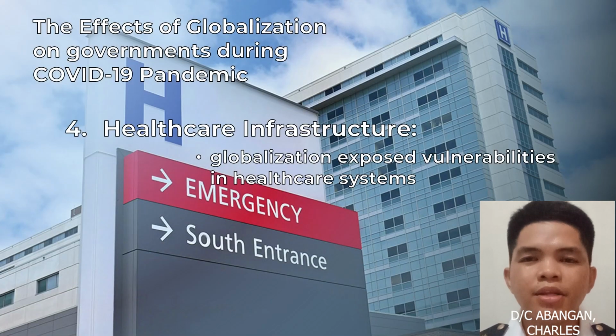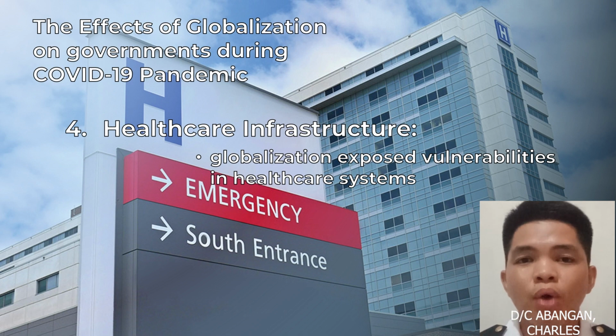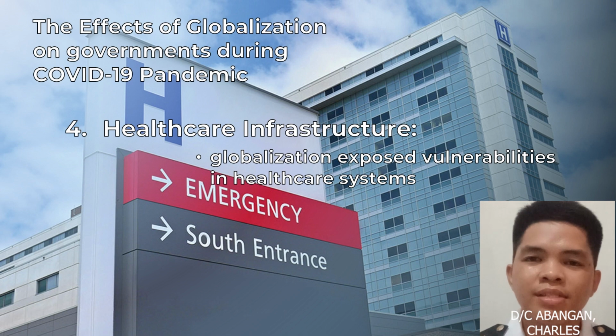4. Healthcare infrastructure. In some cases, globalization exposed vulnerabilities in healthcare systems, particularly in countries where healthcare infrastructure was not well prepared to handle a pandemic. Governments had to adapt quickly to allocate resources, establish temporary medical facilities, and build medical supply stockpiles.